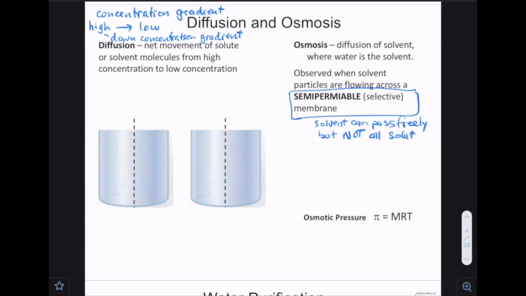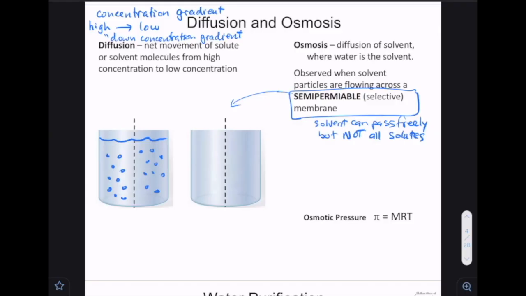Okay, that's what that little dashed line is. So on the left-hand side, let's just put some water in here. Now, semi-permeable, so the solvent, the water, can go on both sides of the membrane. It flows back and forth, no problem. So I'm going to put 10 water molecules here, and 10 water molecules here.